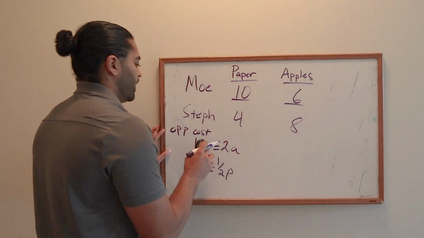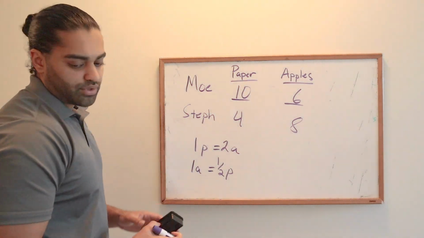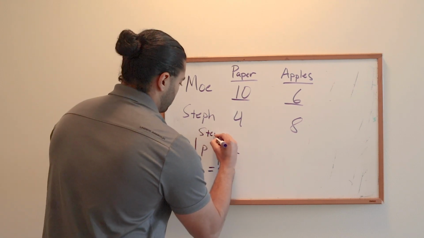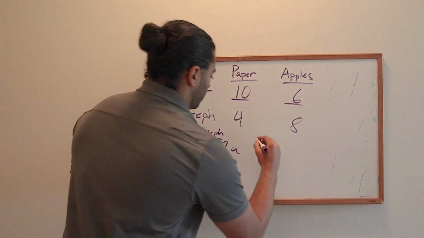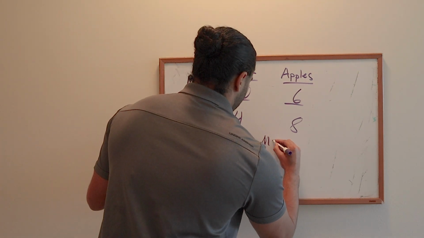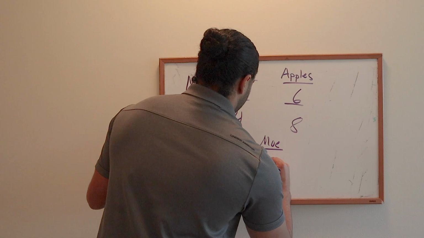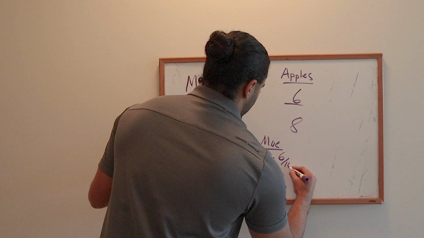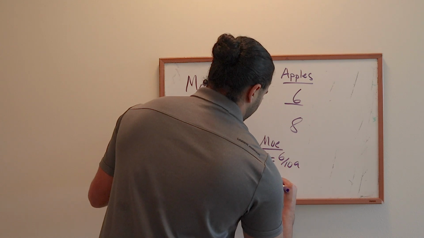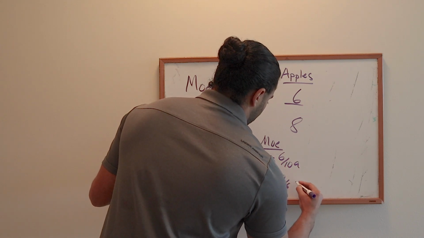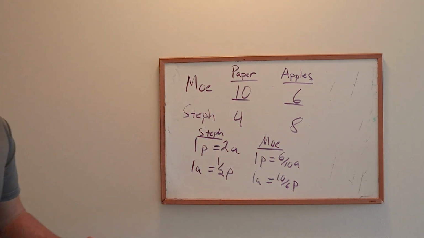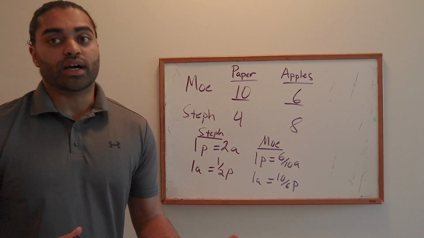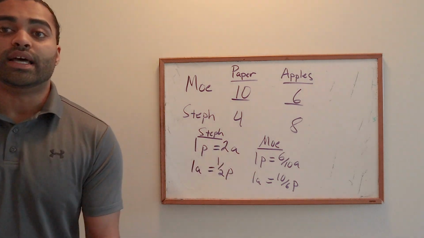Now what we're going to do is compare our opportunity costs for our individuals. So we're going to say this is Steph, and then this is going to be Mo. So for 1 paper, she gave up 6/10 apple. For 1 apple, she gave up 10/6 paper. Now from here, what we're going to do is compare these numbers. You always want to compare when you look at opportunity costs: who's more efficient, who gives up less.